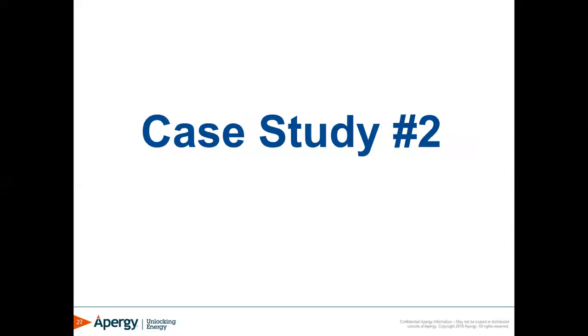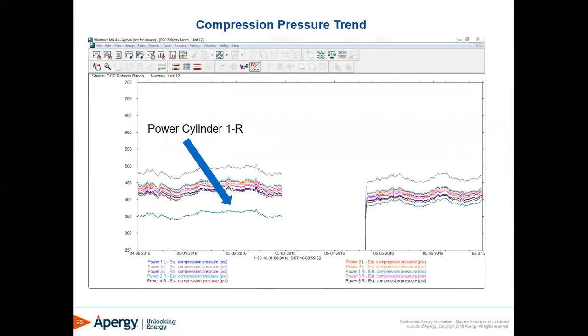Moving on to case study number 2. This one is on the engine side. So here we can see that power cylinder number 1 on the right bank is trending much lower than the others with compression pressure. So Platinum trends compression pressure for each power cylinder.